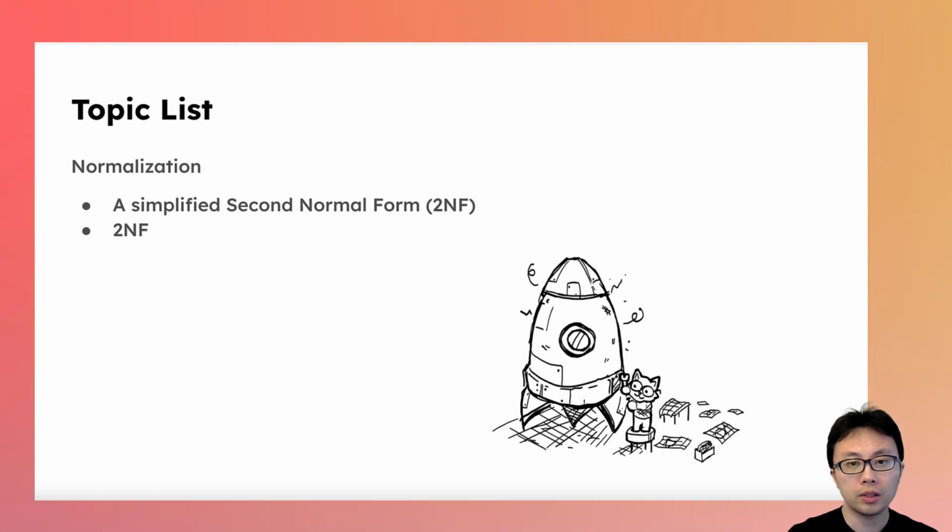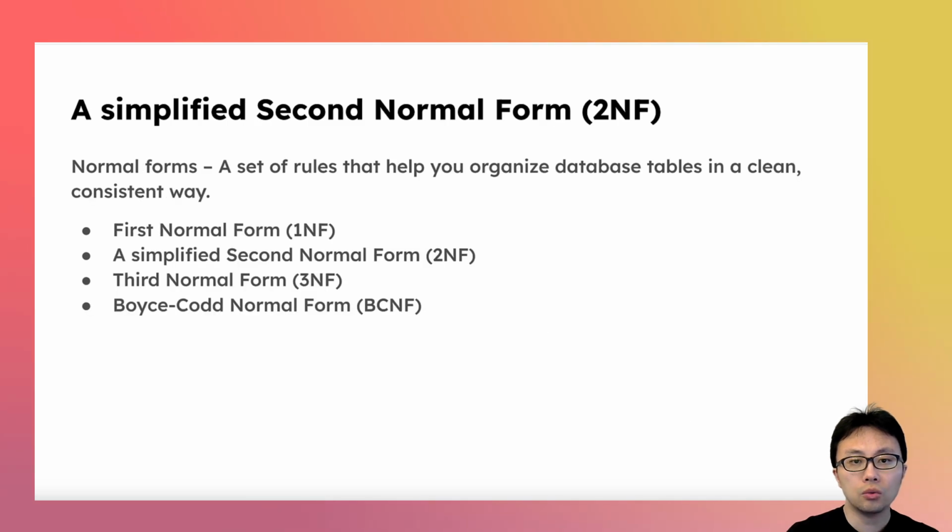Maybe we'll start with a simplified version of the second normal form first. A few words on normal forms first, in case you need to refresh your memory. So what are normal forms? Normal forms are the rules that can guide you to break down a messy big table into smaller, more manageable tables. There are multiple normal forms, including the first normal form, second normal form, and the third normal form, and it can go on. Each normal form addresses specific types of problems.